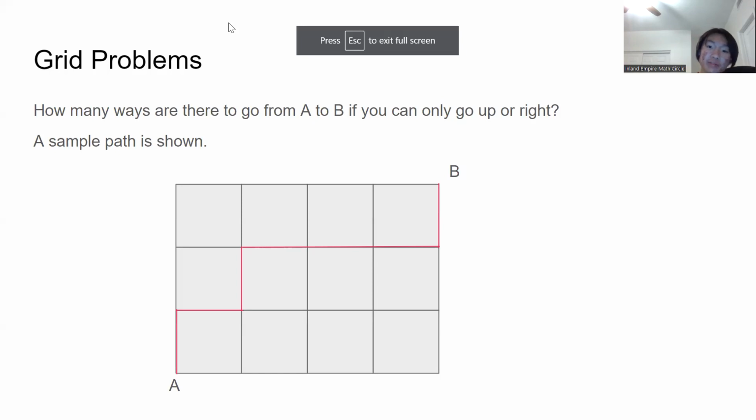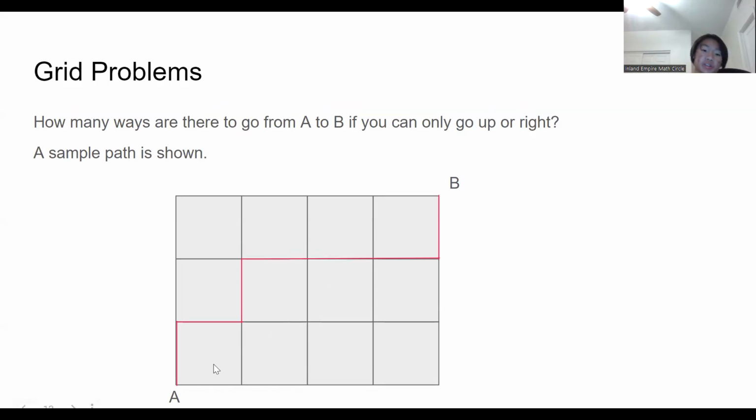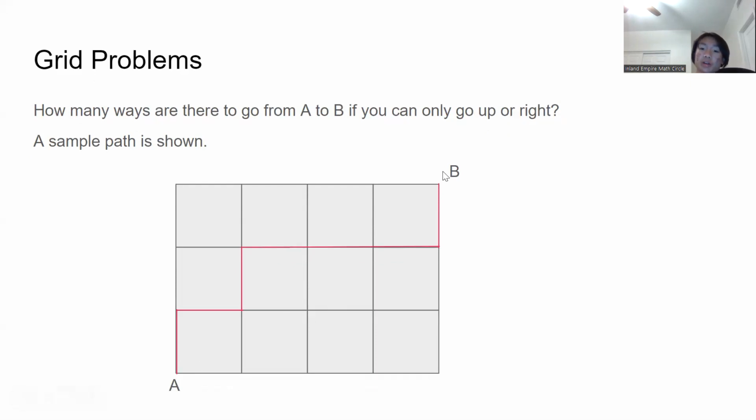So we have a grid here, right? You're starting at point A and you want to go to point B. And you can only move on the lines. So you have to stay on the line, right? And you can only move up or you can only go right. So we're looking for how many different ways we have to go from A to B. So you see this red line here is one example. We can go up, right, right, and then up again.